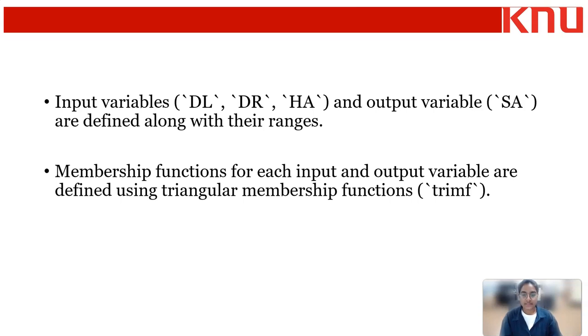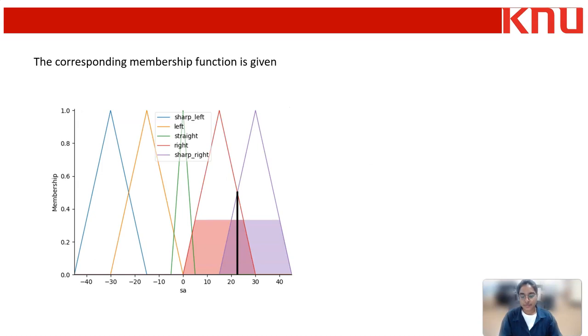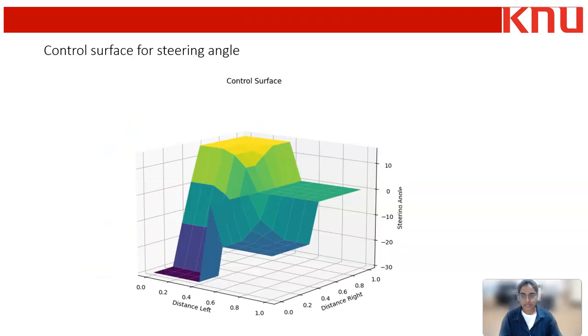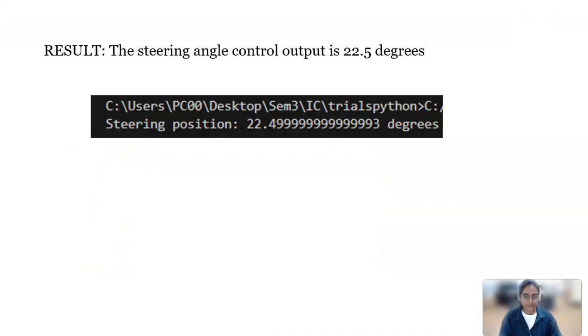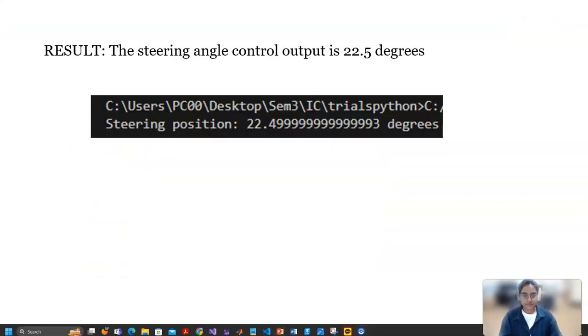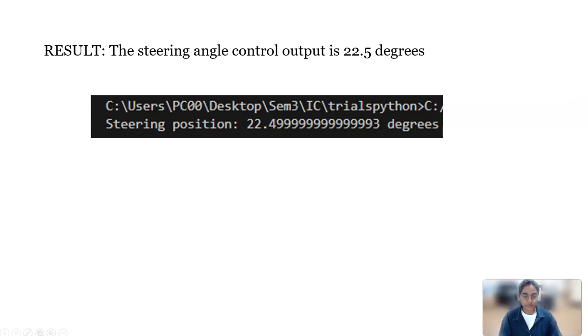The input variables are DL, DR, HA, and output variable is the SA, and these were defined in the previous slides. The membership function of each input and output variables are defined using a triangular membership function. In the reference work, they have employed trapezoidal membership functions, but we are using triangular membership functions, and we've obtained the output as such. And this is the control surface of the steering angle, and the steering position value we've obtained around 22.49 or 22.5 degrees.